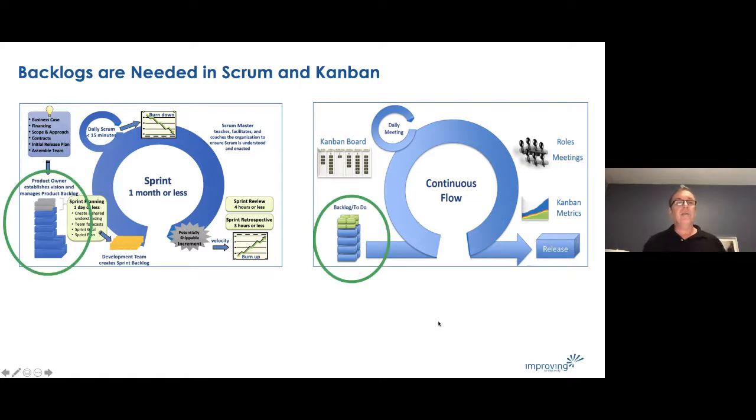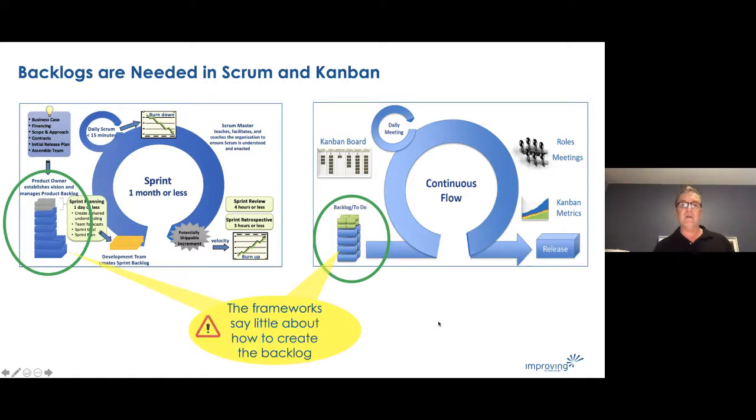So on the Scrum framework, which is depicted on the left-hand side of the screen, you'll see the product owner establishes the vision, manages the product backlog. This is our stack of stuff. What's interesting about Scrum, and in the Scrum guide, the backlog is a prerequisite starting point to be able to begin your first sprint or your first time box, but it actually says very little about how to build that. In Kanban, we need a stack of work as well, and we call that our backlog as well.